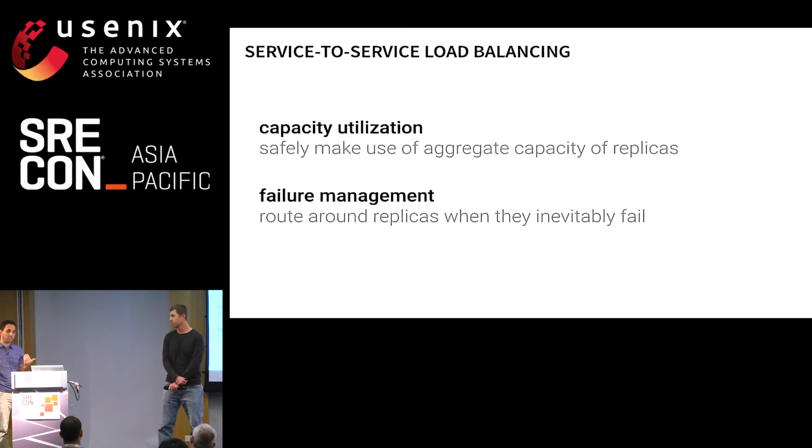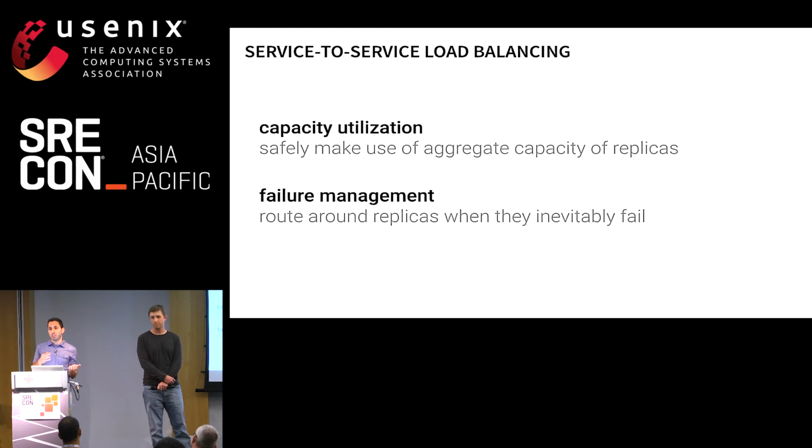So in modern serving systems, you're going to see load balancing at multiple layers in the call graph. We're going to be focusing specifically on service-to-service load balancing. So this is load balancing between services. And why do we actually need load balancing there? What does it buy us? In the context of a service-oriented architecture, as soon as you scale horizontally, you need a way to manage and distribute load across your replicas. And in order to safely make use of our replicas, we need to front them with a load balancer.